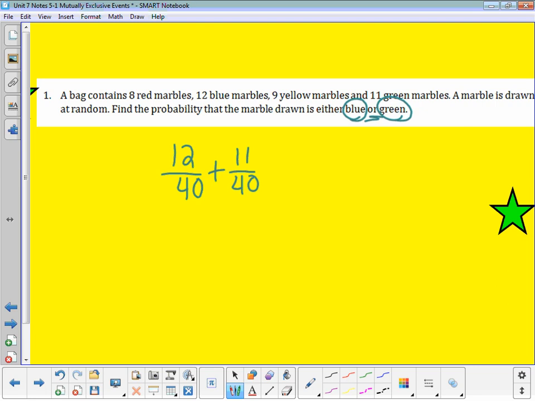So I'm going to go ahead and add those two together. 12 plus 11 gives me 23 out of 40. Remember, when you're adding fractions, you need the denominator to be the same. The denominator is on the bottom of the fraction, and then you need to add the numerators. So 12 plus 11 is 23. You can't reduce that fraction anymore, but if you wanted to write it as a decimal, by dividing it out in your calculator, you get 0.575. Okay?